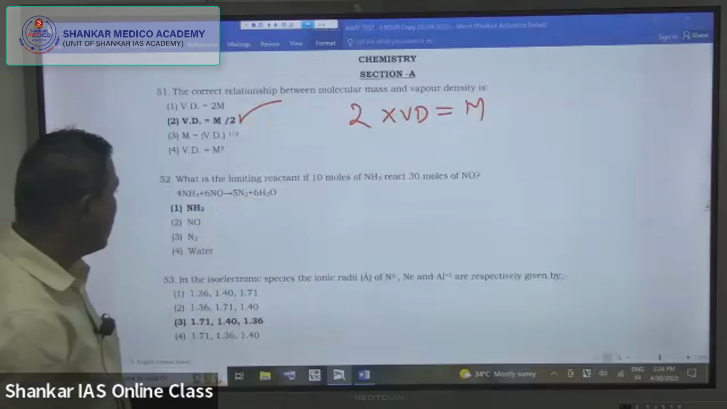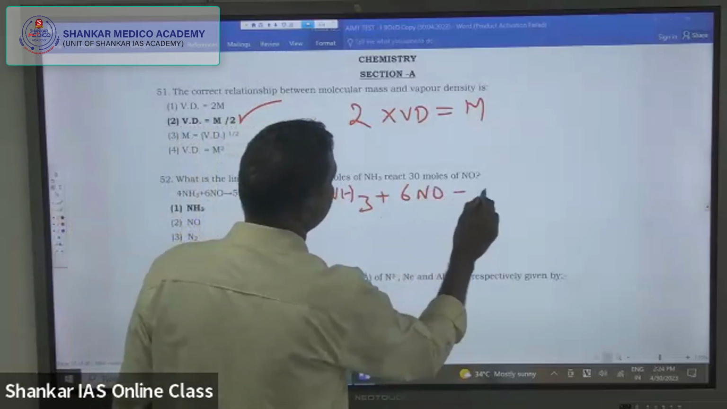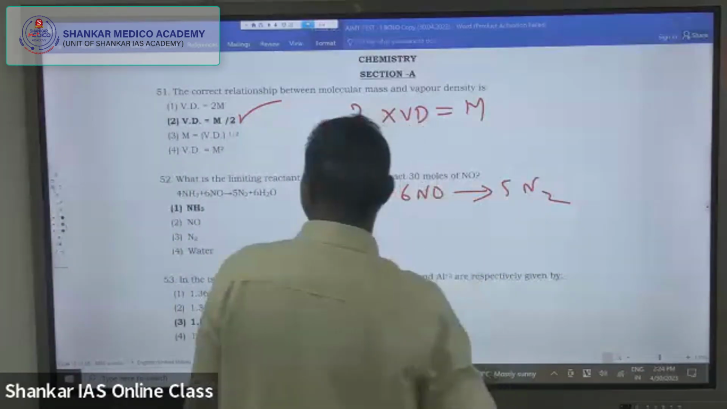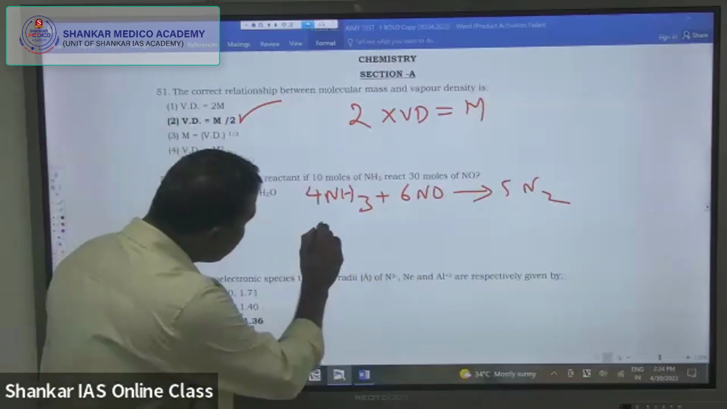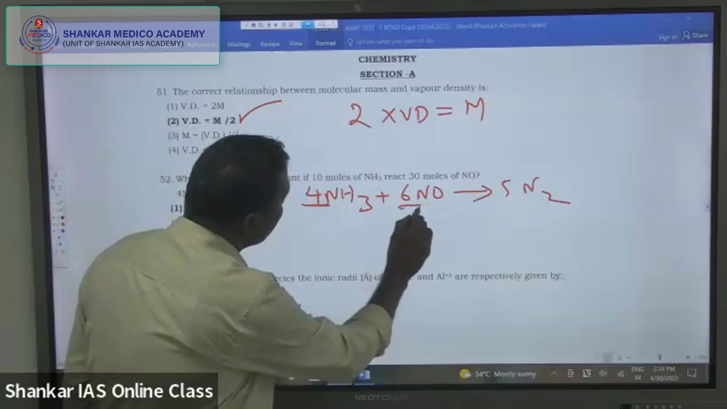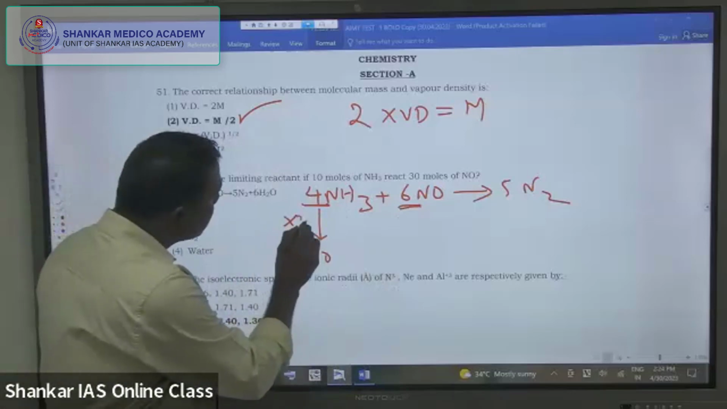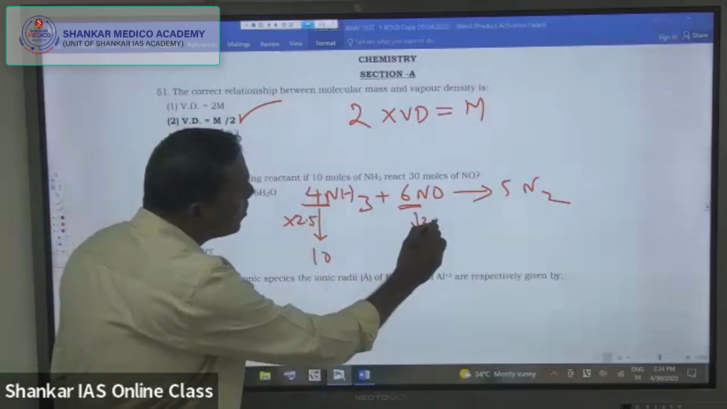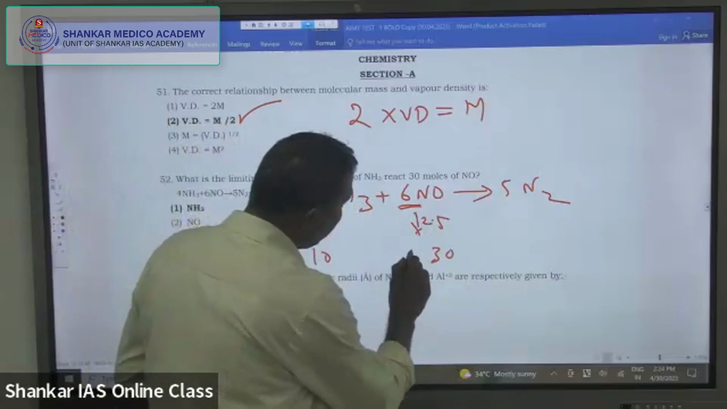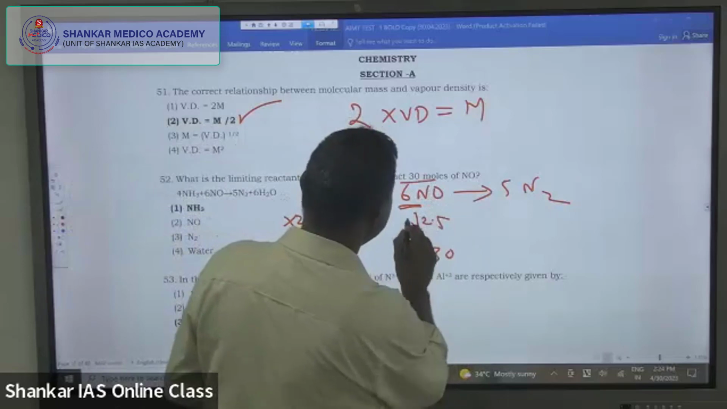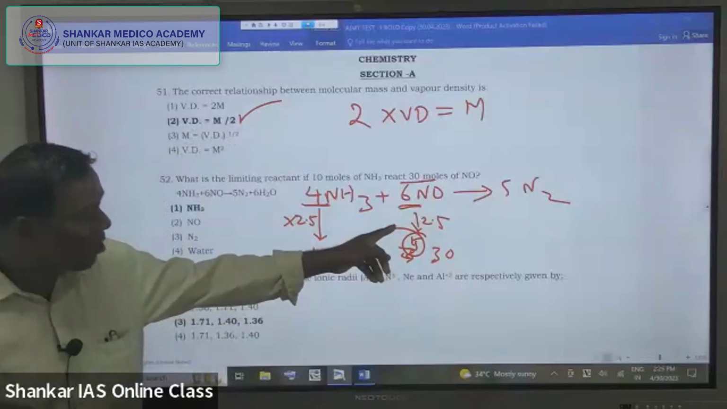How are you able to understand it? You can look at this one: 4NH3 plus 6NO will give 5N2. So according to this equation, 10 moles of ammonia they are using, 30 moles of nitric oxide you are using. Just balance the equation: 4 moles and 6 moles, and we are using 10 moles. The 4 is converted to 10 by multiplying by 2.5. The same, if you multiply by 2.5, they have given 30, but it will need only 6 into 2.5, around 15. So 10 moles of ammonia, 15 moles of nitric oxide is sufficient.